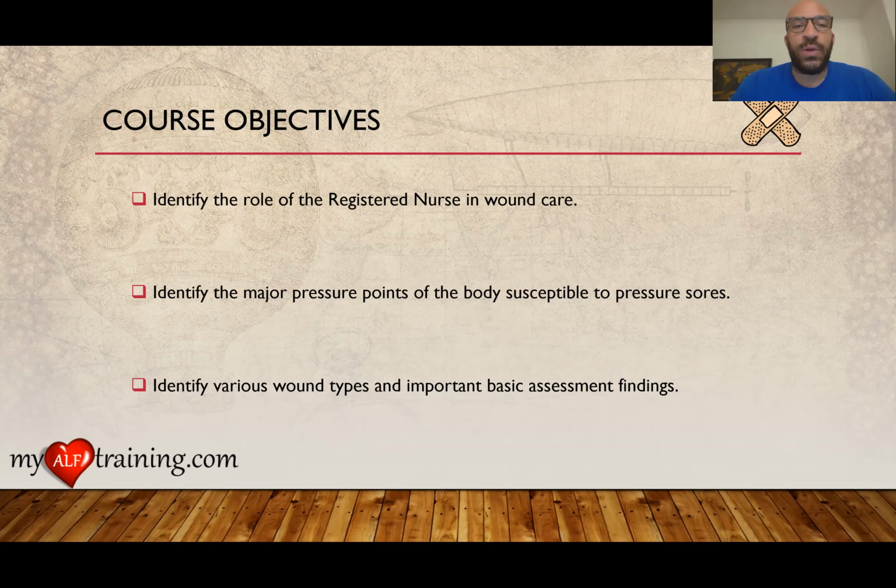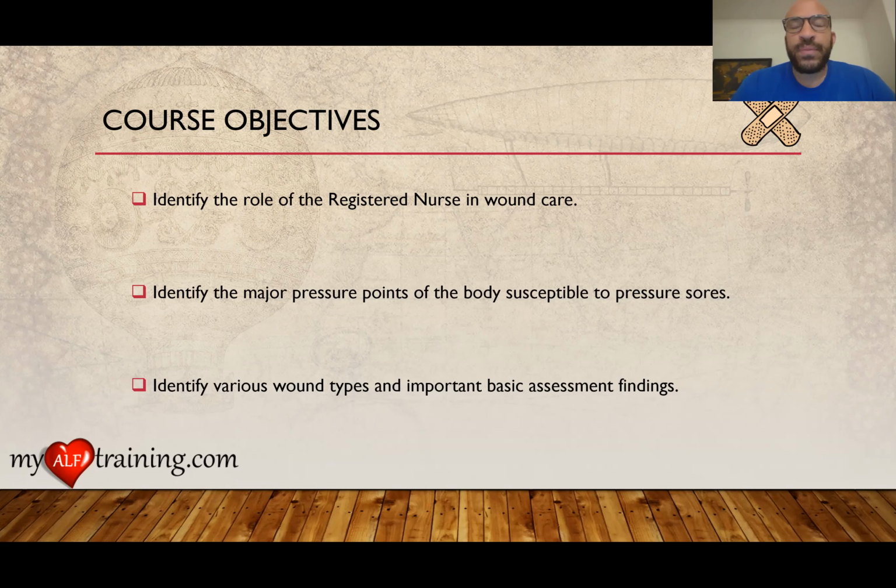Additionally, another course objective, we're going to identify the major pressure points on the body that are most susceptible to having some type of wound, whether it be a pressure sore, an ulcer, or different types of skin tears. We're going to really zone in on where on the body we should be checking for these wounds so we can know how to safeguard and prevent against them.